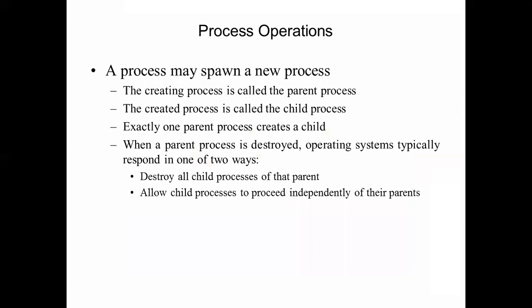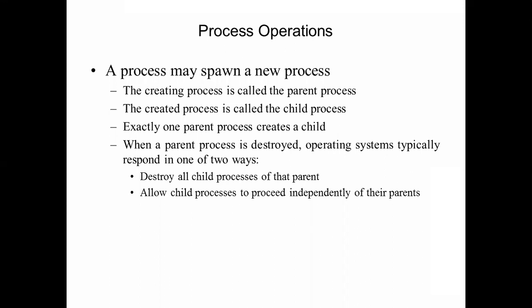Now process operations. A process may spawn a new process. The creating process is called the parent process, and the created process is called the child process. This is the root one: the root process is called the parent process, and the process you create from it is called the child process. Exactly one parent process creates a child, so from the parent process you can create a child.